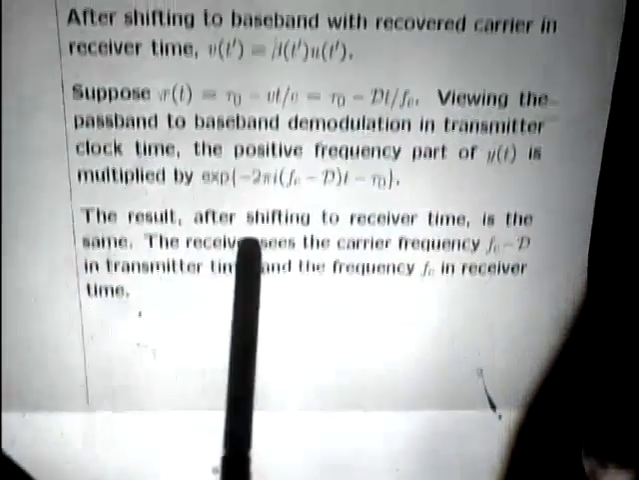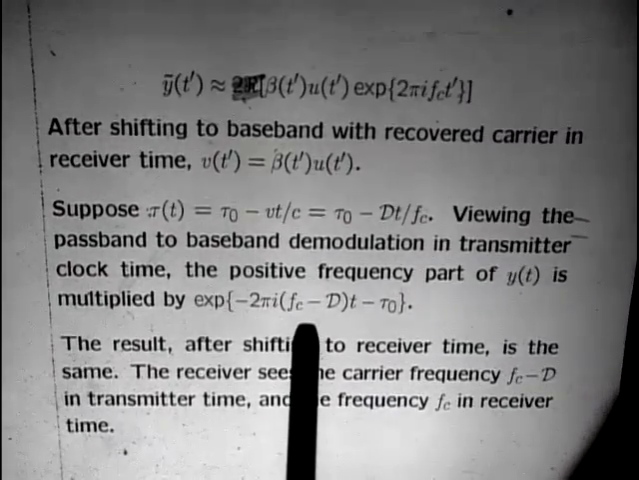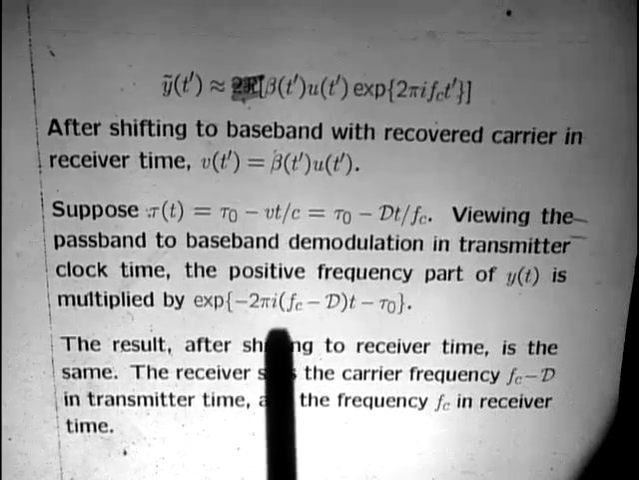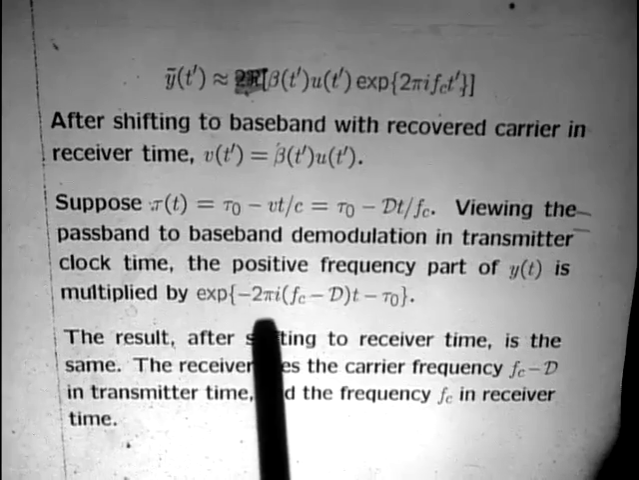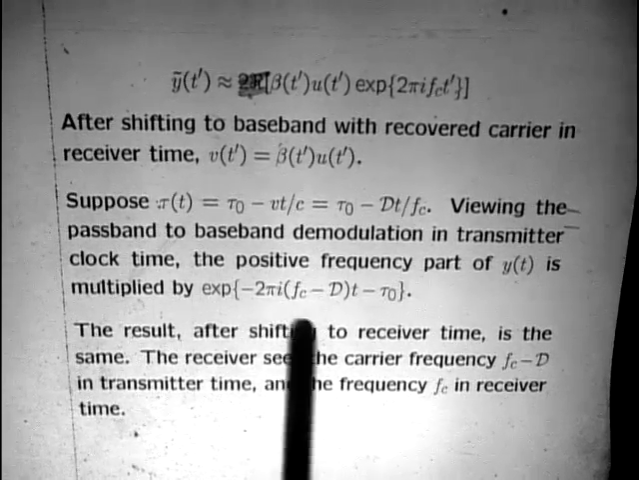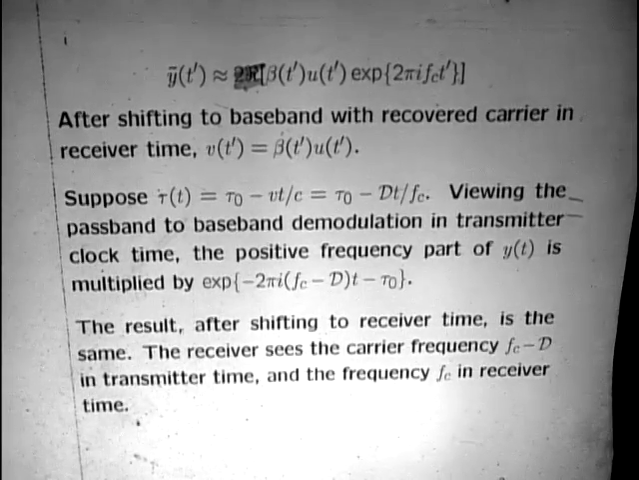If you do it in receiver time, you're just multiplying by this carrier frequency. Because the trouble is your clock is running a little slow. And because your clock is running a little slow, you think you're demodulating at the actual carrier frequency, whereas in terms of what the transmitter thinks, you're doing something else.